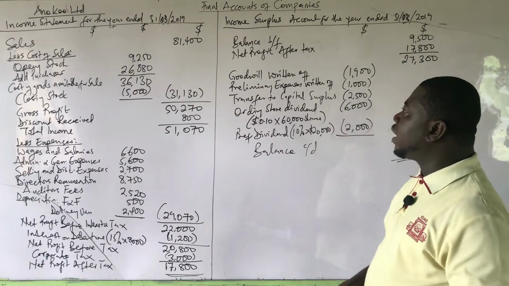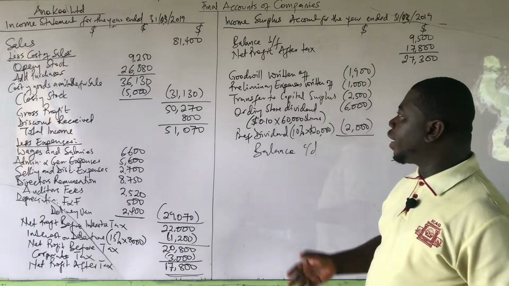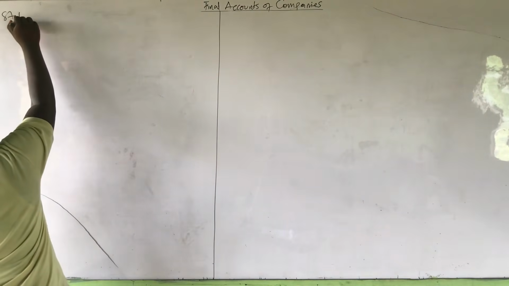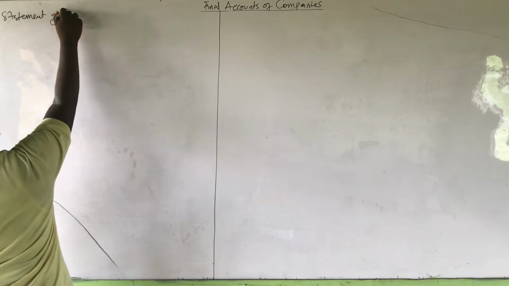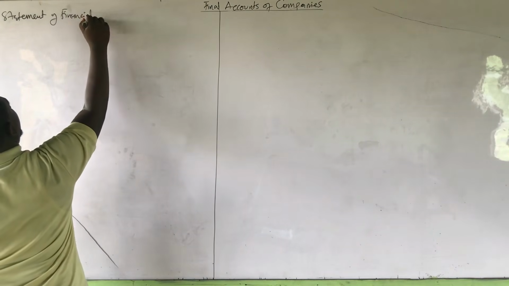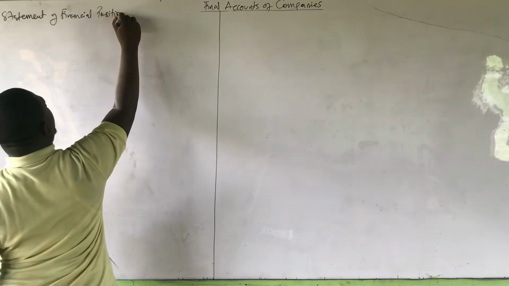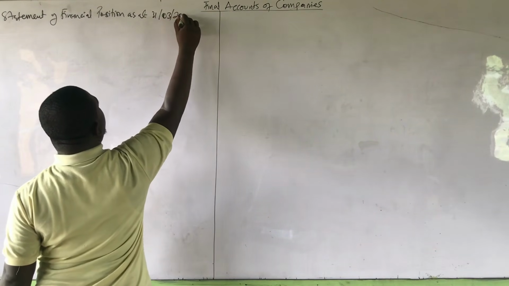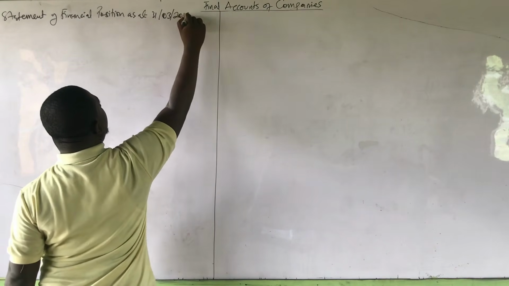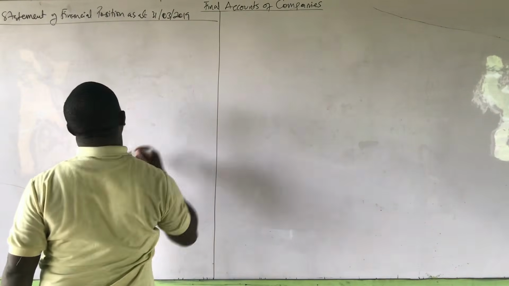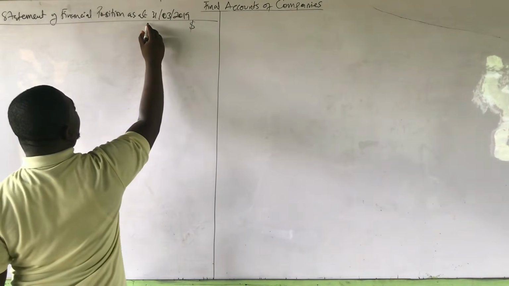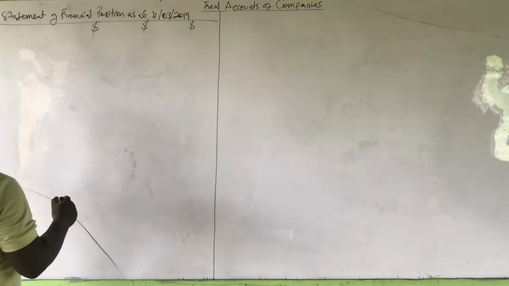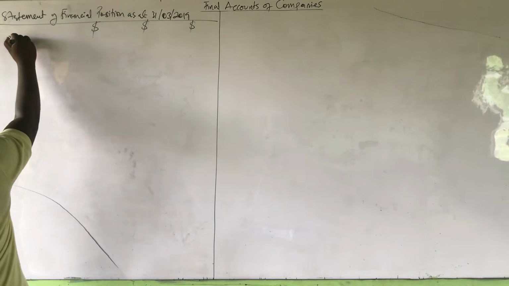So I'm going to clean this, and I'm going to use the space to prepare the statement of financial position. Alright. Statement of financial position as at 31st March 2019. Okay, so you begin with your non-current assets.